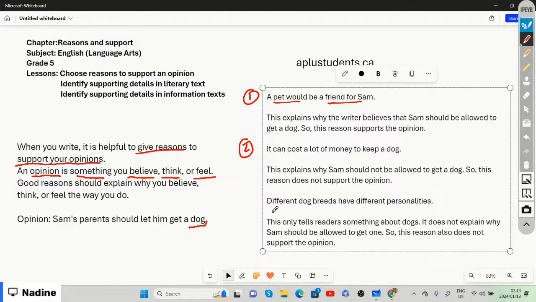Another reason why Sam's parents should let him get a dog. This only tells readers something about dogs. It does not explain why Sam should be allowed to get one. So this reason also does not support the opinion, right? So we were supposed to see which word basically is being used to support someone's opinion.